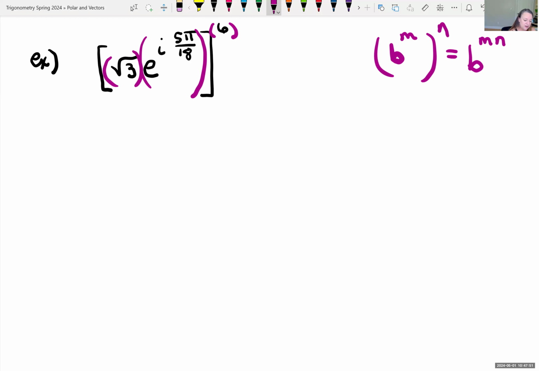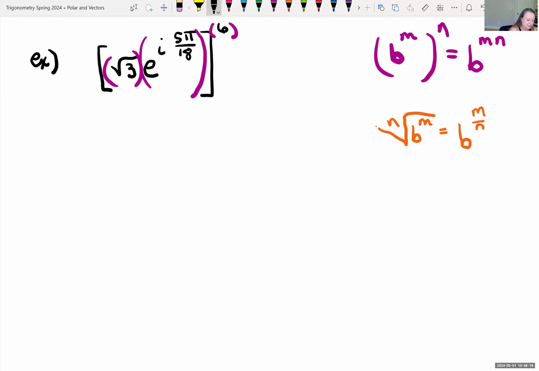The other thing that you need to remember for exponents, which is going to help us when we're looking at roots of these complex numbers, is that if you have a radical, let's say the nth root of b raised to the m power, we can write that in exponential form. Whatever root you're taking is the denominator of the exponent. So this would be b raised to the m divided by n exponent.